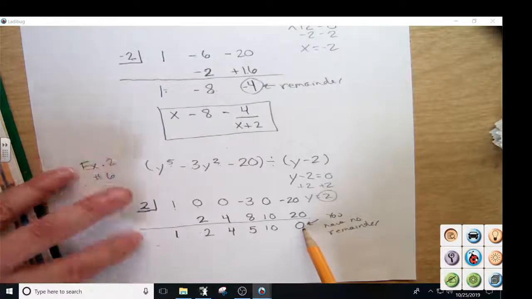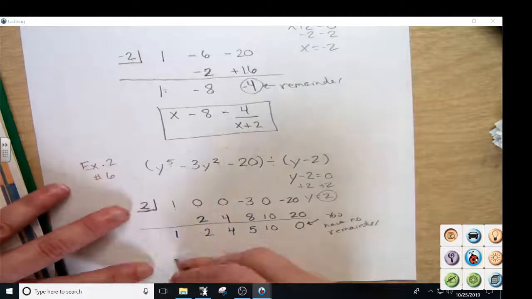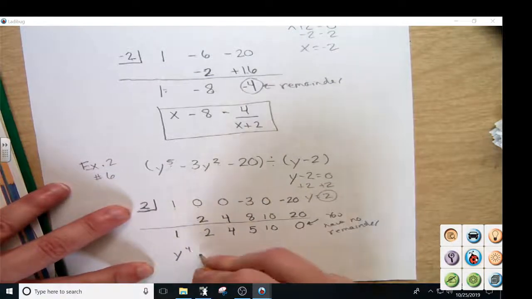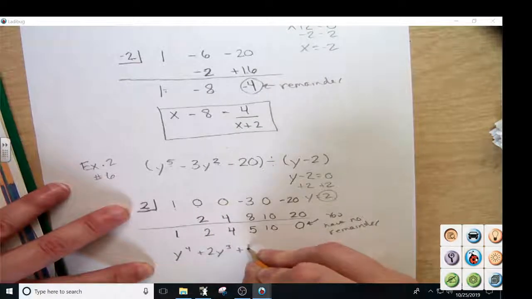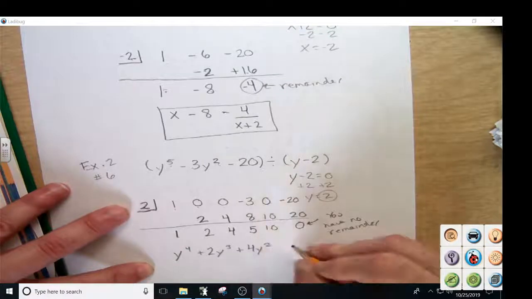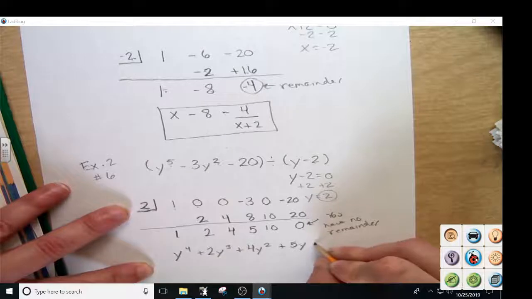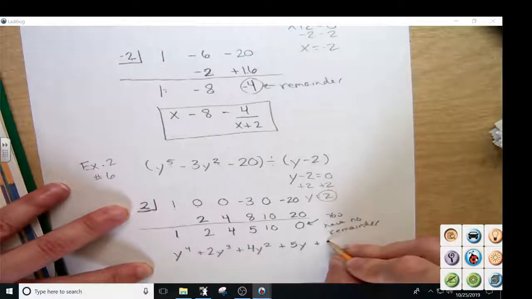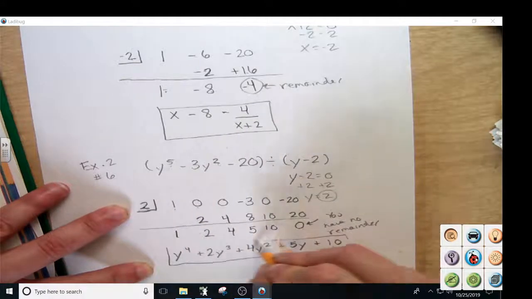Okay. So now, remember, your answer is always 1 degree less than your highest degree in your polynomial. So this is the fifth power. So it's going to be y to the fourth. That's a positive. So plus 2y cubed plus 4y squared plus 5y plus 10. And that is your answer.